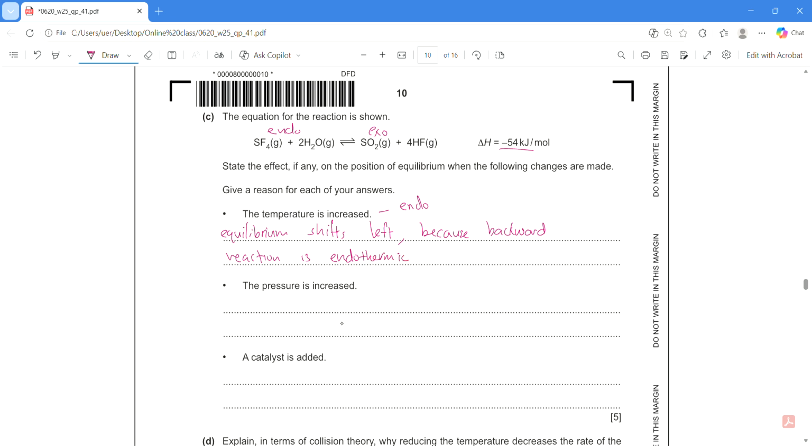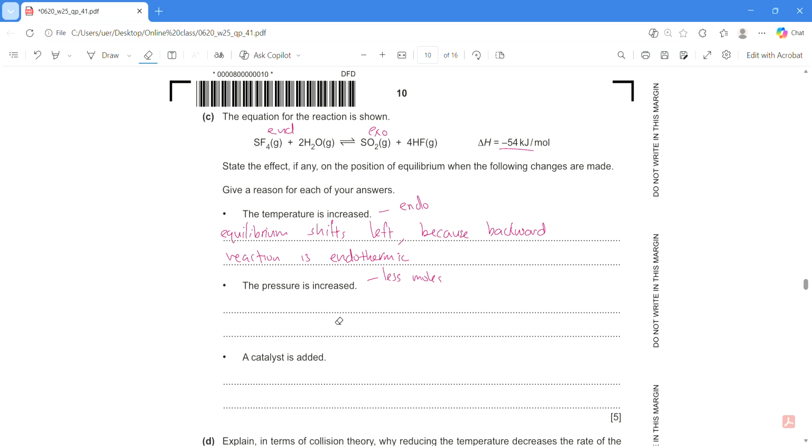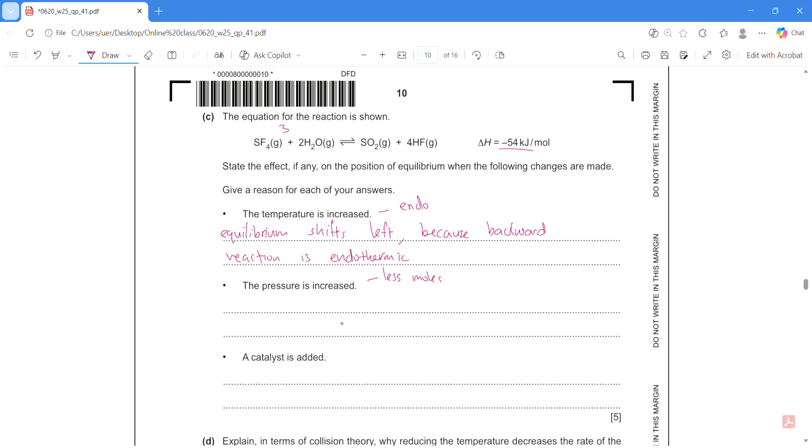So easy. Next, the pressure increase. Increasing pressure, shift to the side with lesser moles. From the chemical equation here, left side I have 1 plus 2, 3 moles. Right side 1 plus 4, 5 moles. So left side has lesser moles. So again, my equilibrium will shift to the left, because lesser moles on the left side.